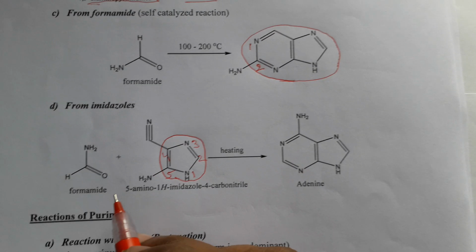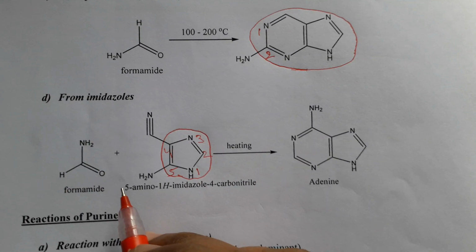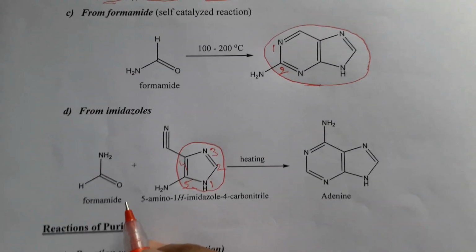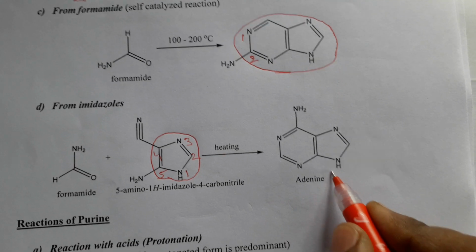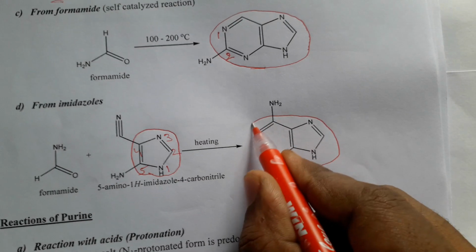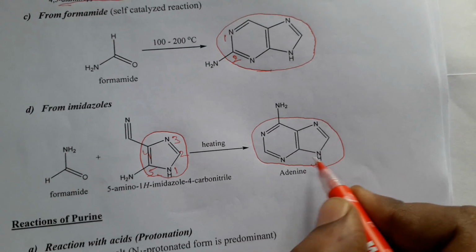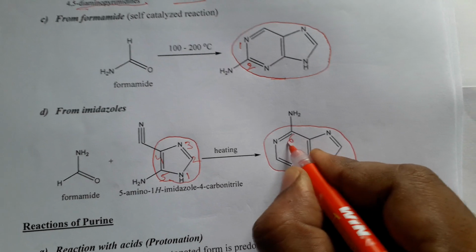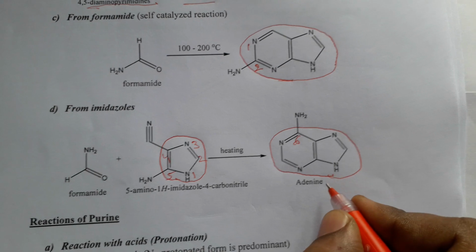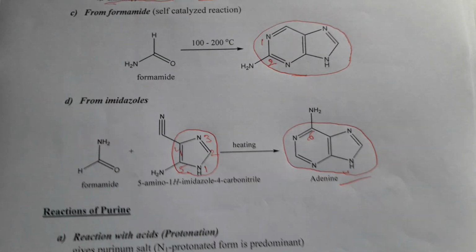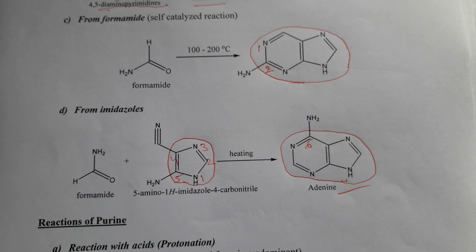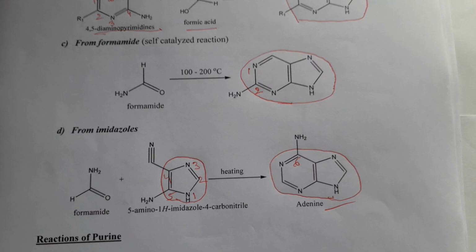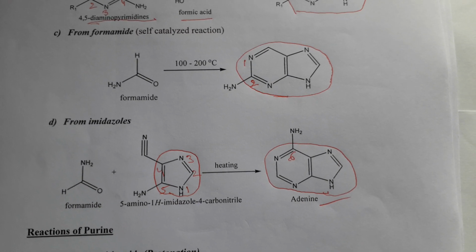On heating with formamide, it gives the respective purine derivative. So here the purine moiety has an amino group at the sixth position. So 6-amino purine, which is nothing but adenine, the purine derivative. So these are the various preparation methods of purines.